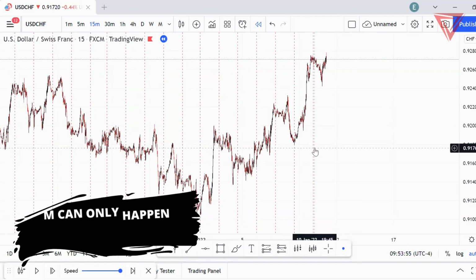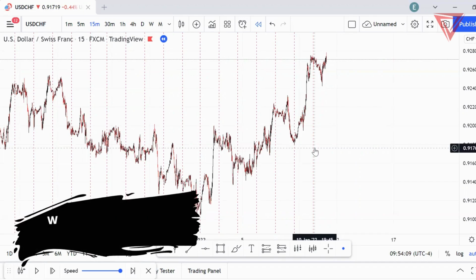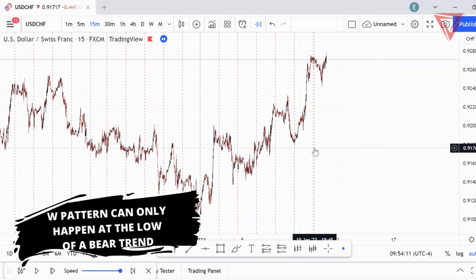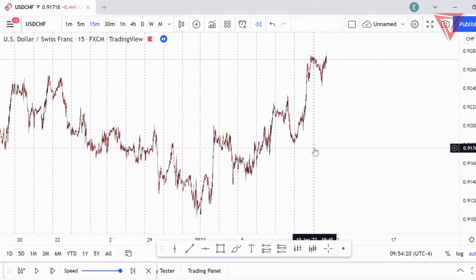An M pattern is only going to be available at the end of a bull trend. Why? Because an M pattern is a bearish reversal pattern. It is designed to reverse in the bearish direction. And a W pattern is only going to be seen at the end of a bear trend, because a W pattern is a bullish reversal pattern. It is designed to reverse in the bullish direction, right? So what that means is you cannot see an M every and anywhere.